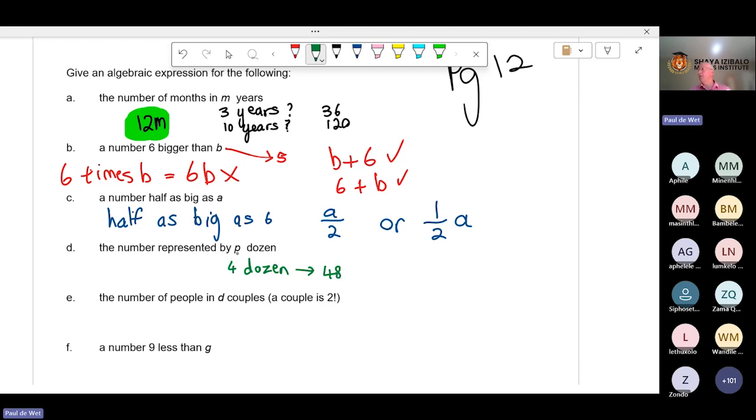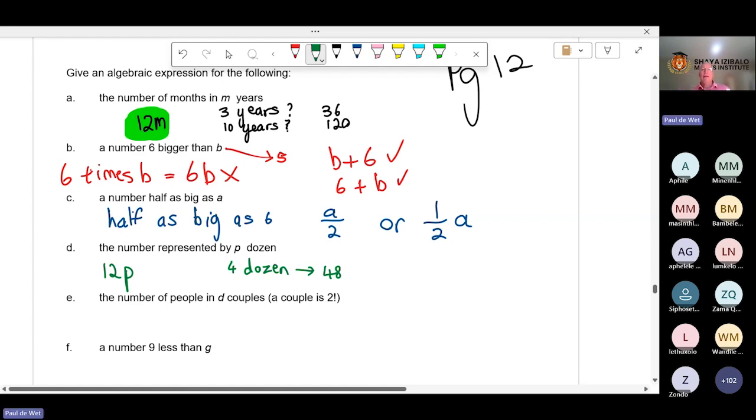But now we've got P dozen. It will be P times 12. But we don't write P times 12. We write 12P. Okay. So a couple is 2, and you've got 2 people, and you say it's a couple, all right? If I've got D couples, how many people have I got? How many people will I have if I've got D couples? What must I do to D to get the number of people?